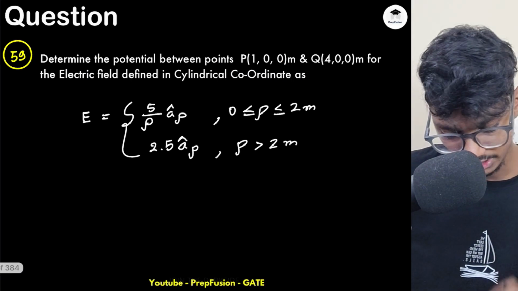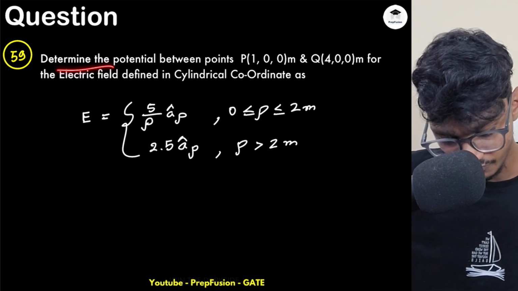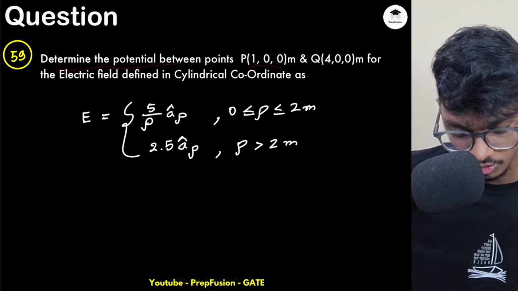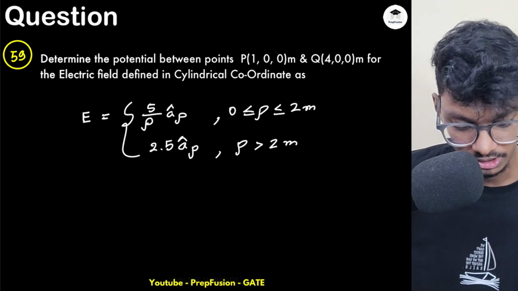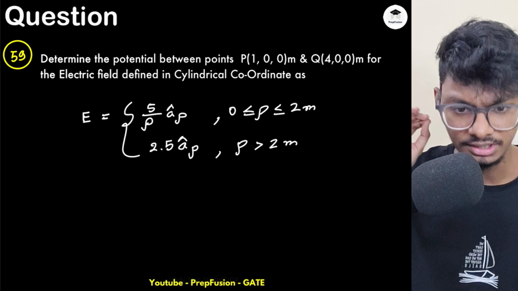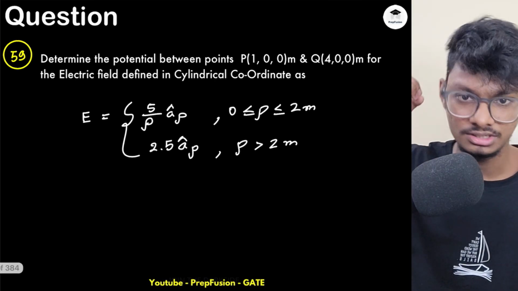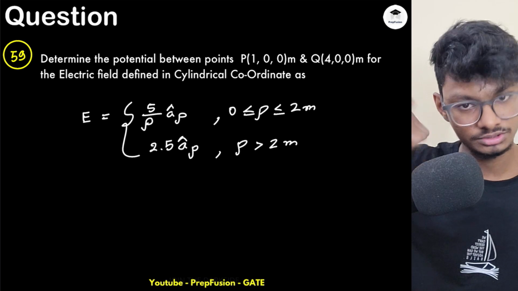So this is the question that I am giving you as homework. Try to do this question. Find the potential between points P and Q in the electric field defined in this particular cylindrical coordinate system. This question is pretty simple. You can just use this formula of what we learned, and you can solve this question pretty easily. I'll solve this question in the next lecture.